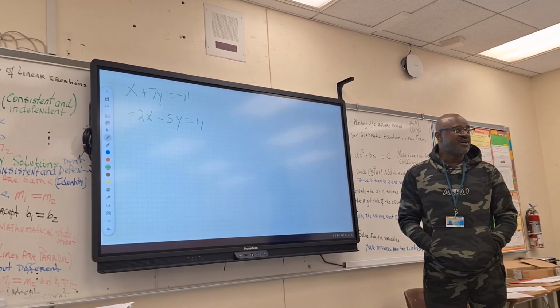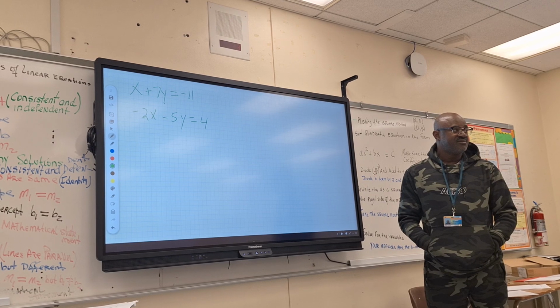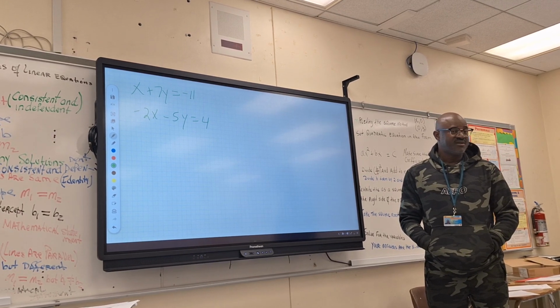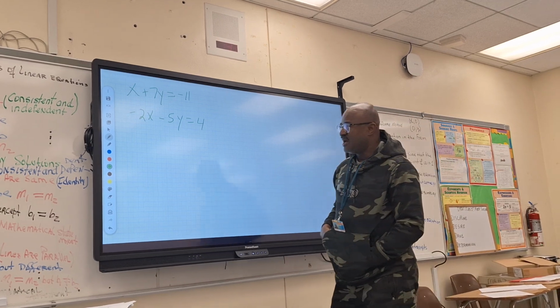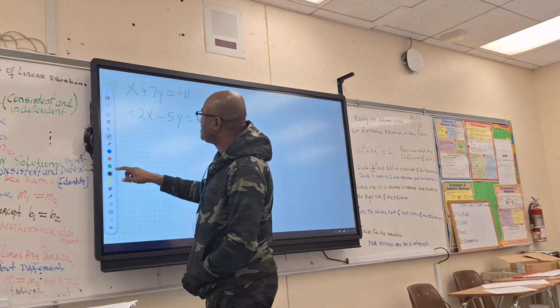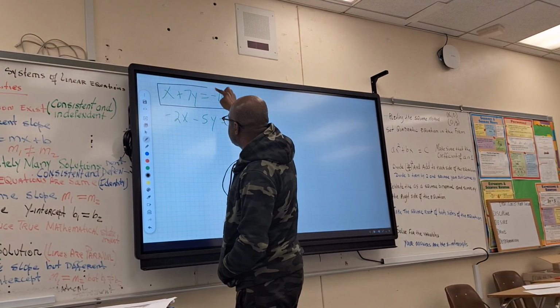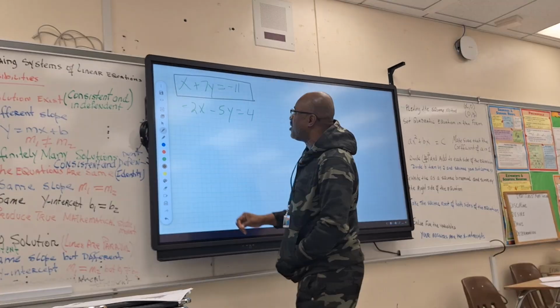X, in which equation? The first one. X has a coefficient of 1. It will be easier to get x by itself. And when you solve for x, it's called the x-intercept. Now we're going to solve for x in that one.